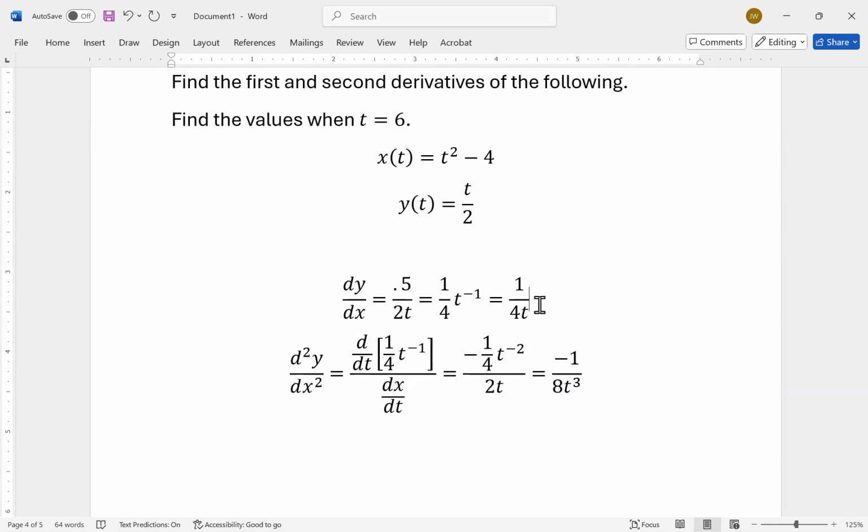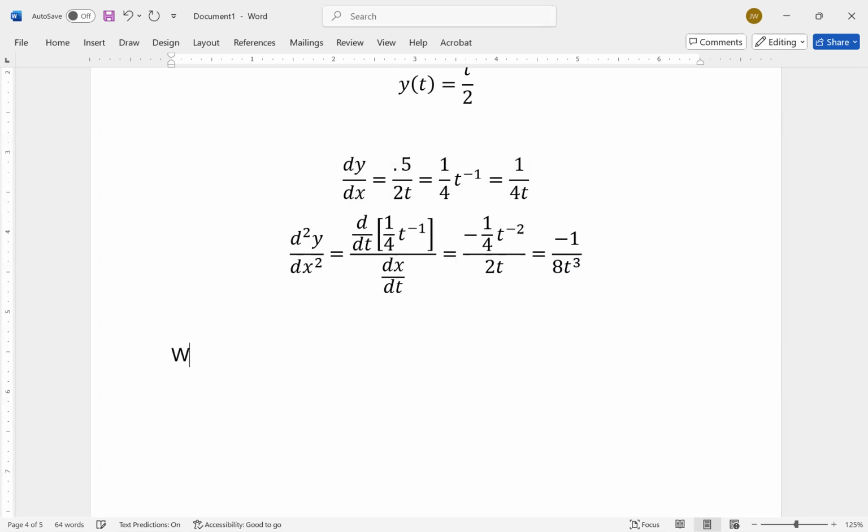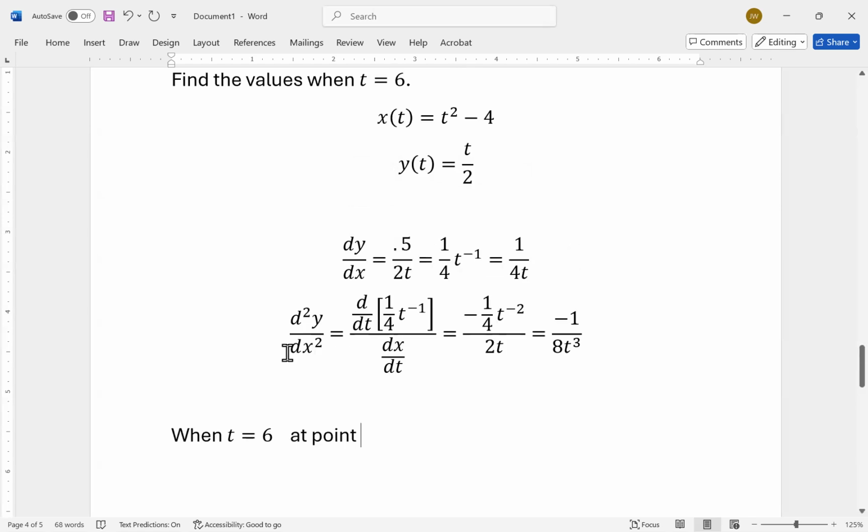So there we go. Now, when t is 6, we'll just state this. When t is 6, we're at the point, well, what do we get when we plug in 6? We're going to get 6 squared minus 4. That's 32 for the x value. And 6/2, that's a 3 for the y value. So we're at the point 32, 3.